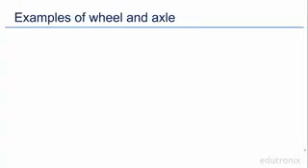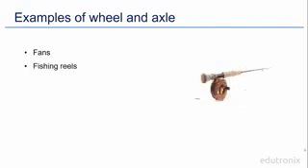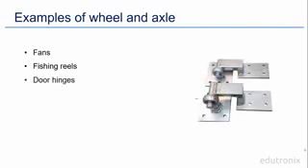First of all, we have fans such as the ceiling fan you see here. The blades of the fan are fixed around the wheel which rotates around the vertical rod hanging down from the ceiling. We also have fishing reels that are used to capture fish with a string or coil. The wheel and axle controls are used to extend or coil back the string. We have door hinges as well.